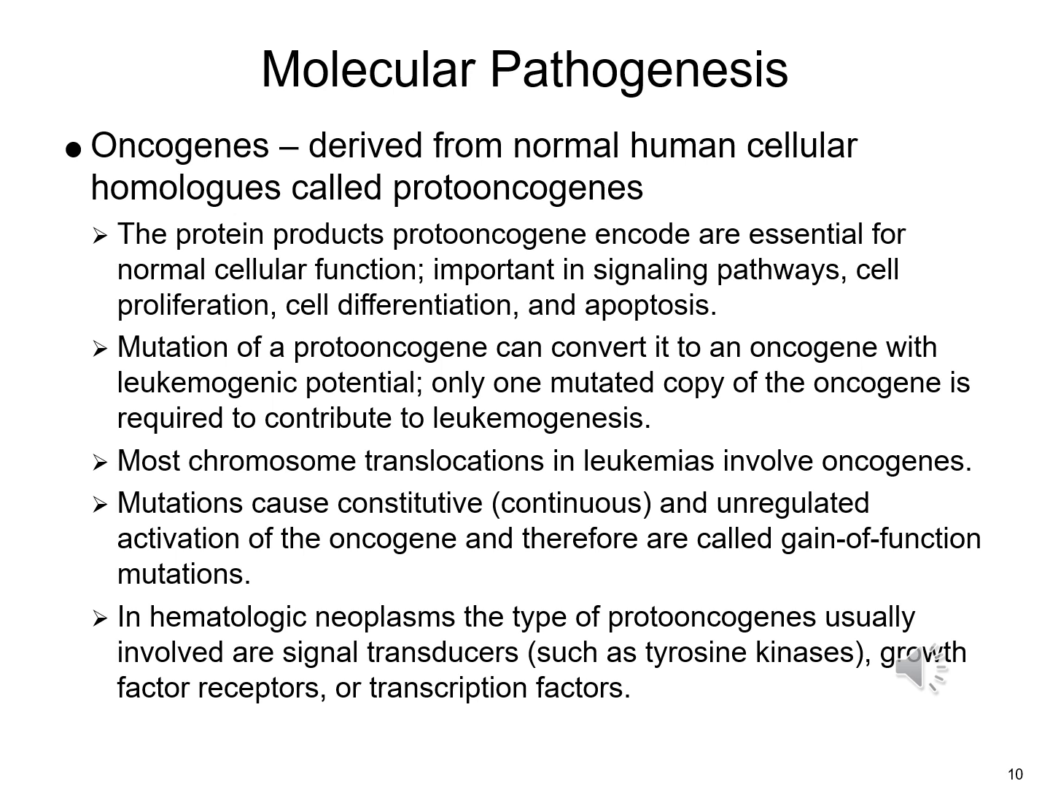So just one abnormal cell ruins the whole batch. It's kind of like that one bad apple ruins the whole batch kind of thing. Most of your chromosomal translocations in a leukemia are going to involve an oncogene.